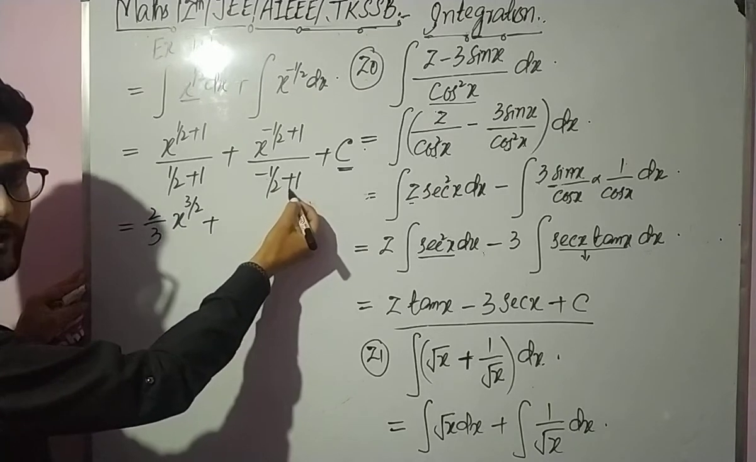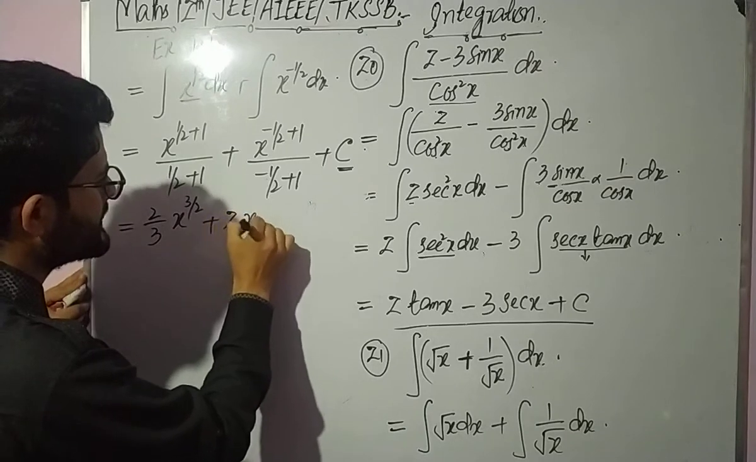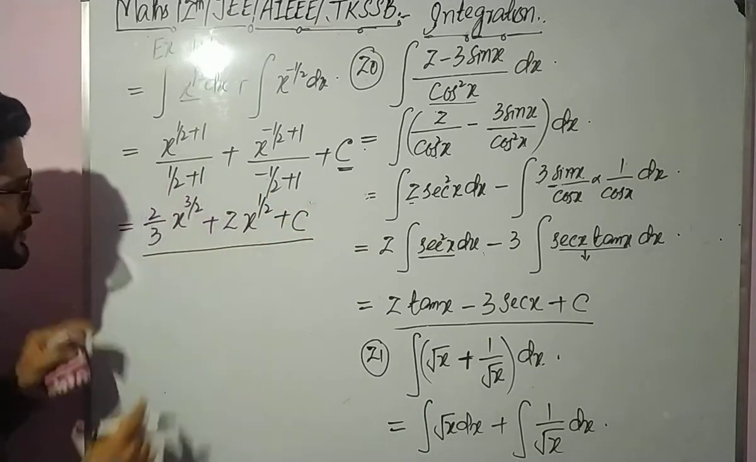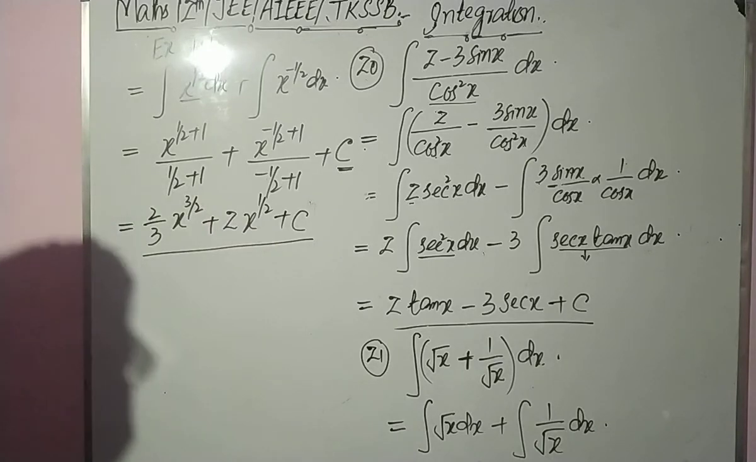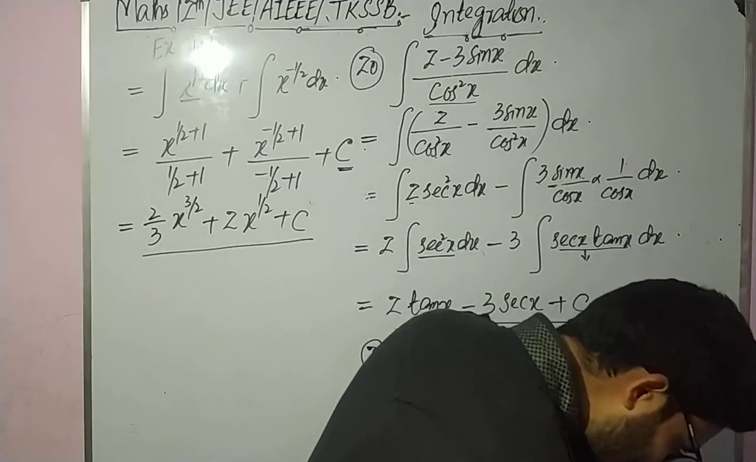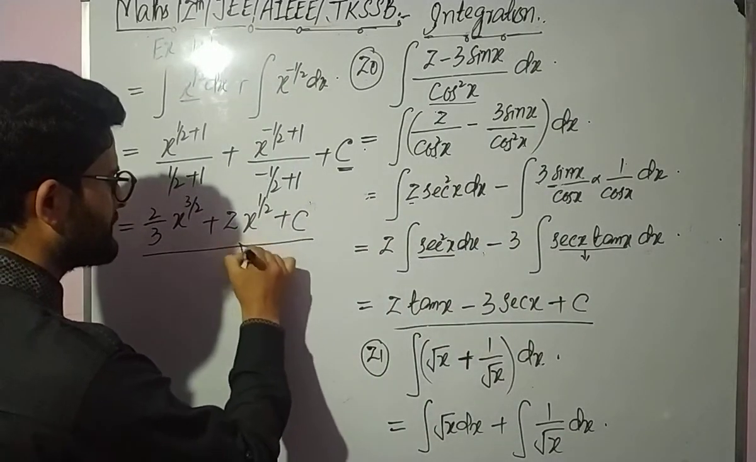Now 1 by 2 is in the denominator, so taking it to the numerator gives 2 by 1, which means 2 times x raised to power 1 by 2 plus c, and that's your answer. 2 by 3 x raised to power 3 by 2 plus twice x raised to power 1 by 2 plus c. This was a multiple choice question, which means option c is the correct option.